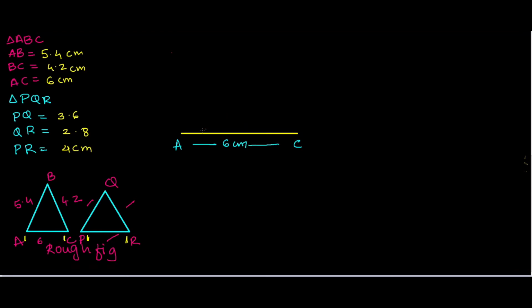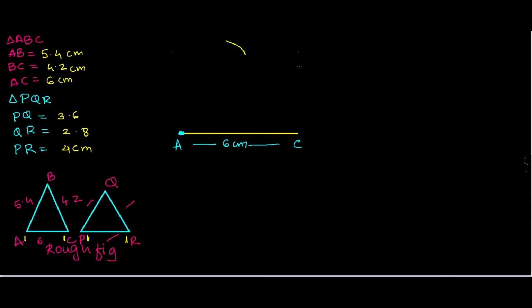Next what you have to do is put the rounder on this particular point, point A. You have to take a 5.4 measurement in the rounder with the help of the scale, and mark an arc of 5.4 centimeter. Okay, it will be somewhat like this.